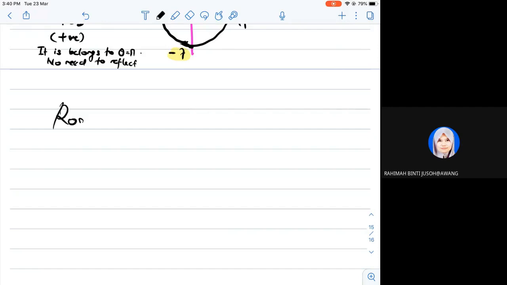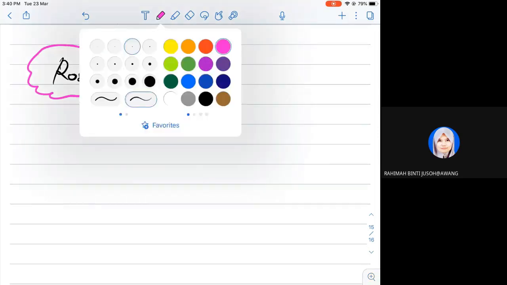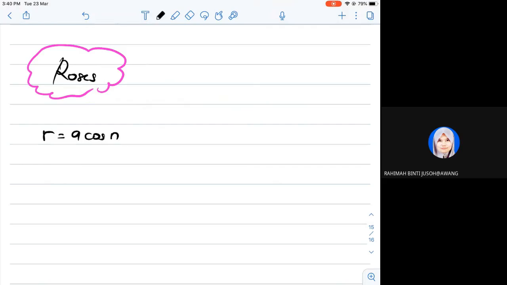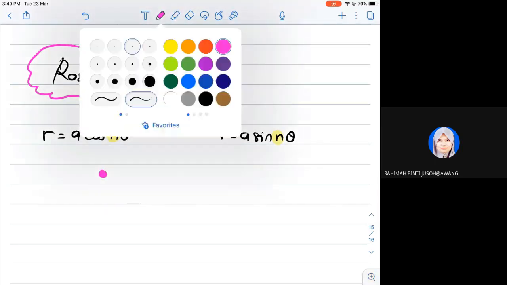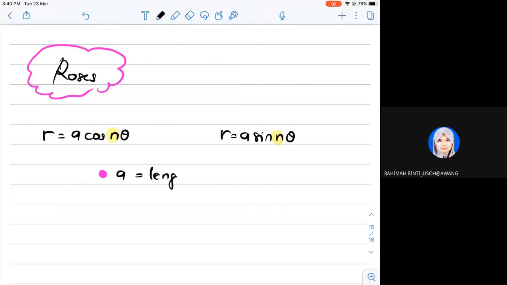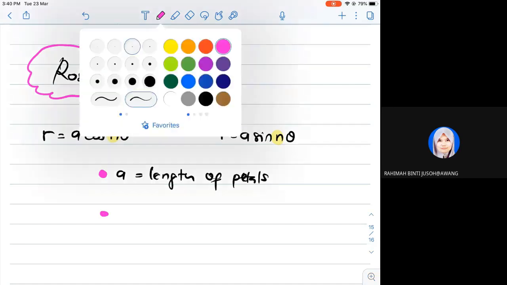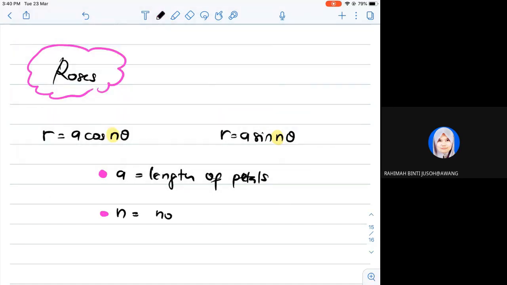Boleh? Boleh, madam. Alright. So next, last sekali, roses. Roses ni menarik. Okay, there are 2 types of roses. Number 1, R equals to A cos n theta, R equals to A sin n theta. Apa beza equation ni dengan equation circle yang mula-mula tadi? N. Okay, betul. Dia ada N. So dalam kes ini, A is the length of petal, panjang kelopak. Roses kan bentuk bunga. Yang kedua, N pula merujuk kepada number of petals. Berapa bilangan kelopak?